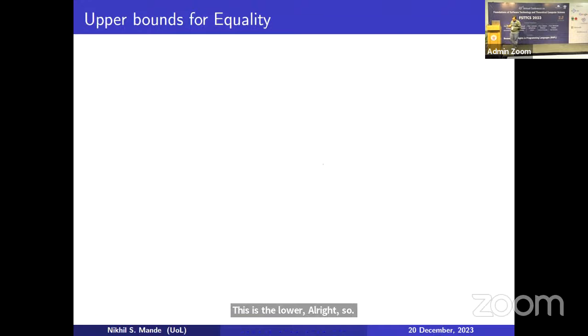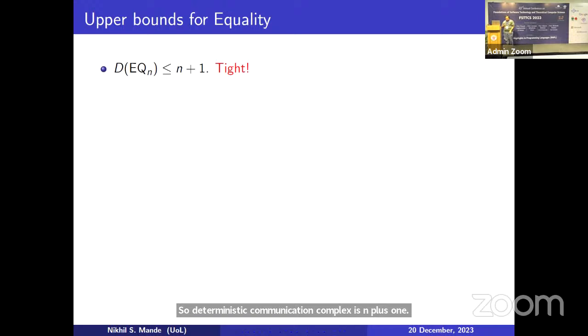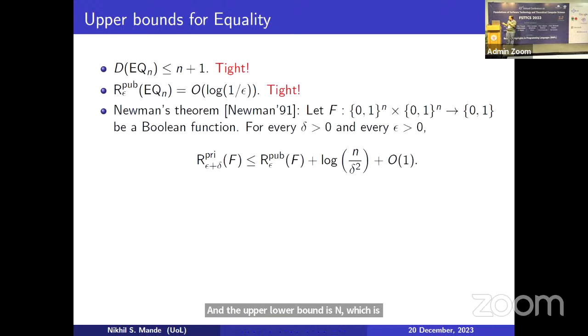So public coin for equality happens to be less interesting than private coin, for a reason. Deterministic communication complexity is n plus 1, and the lower bound is n, which is essentially tight. Public coin communication complexity of equality is order log 1 over epsilon. And this is not very hard to see. Maybe I'll sketch a proof verbally.